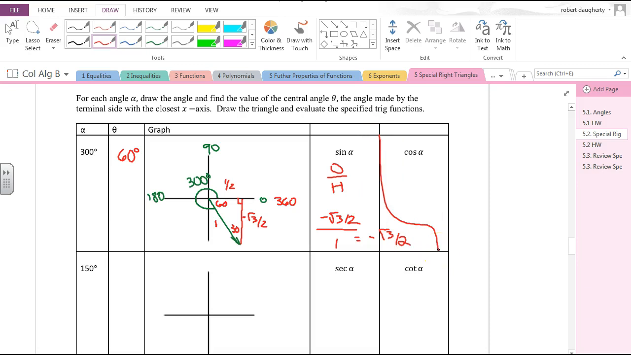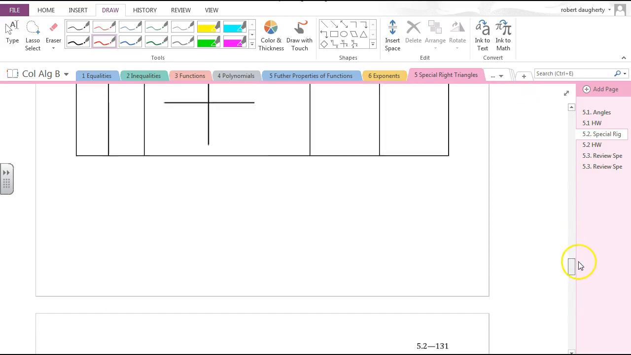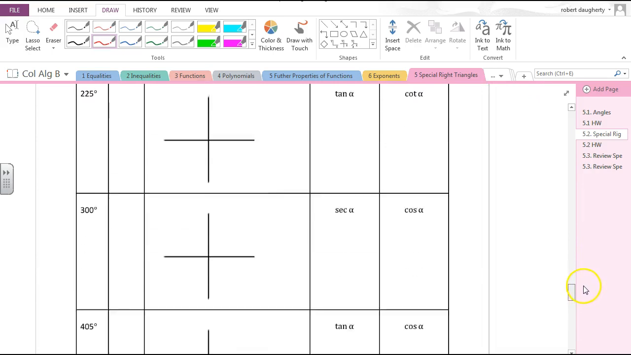What's the definition of cosine? Adjacent over hypotenuse. So go back, it's always this angle right here. What is the value of the adjacent side? 1/2 divided by 1, which is 1/2. Okay? So we've got a few of these.